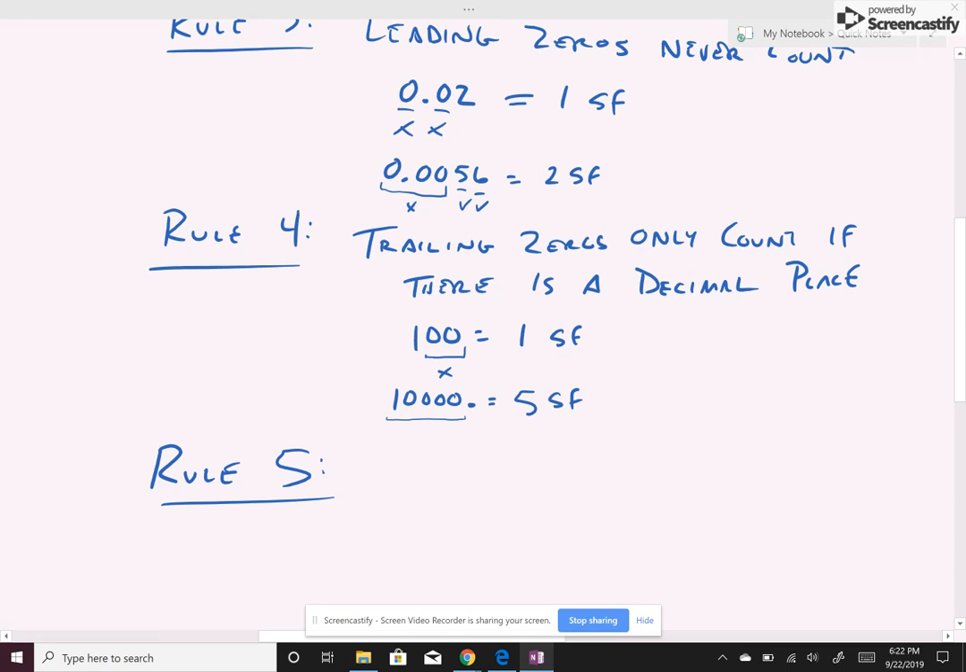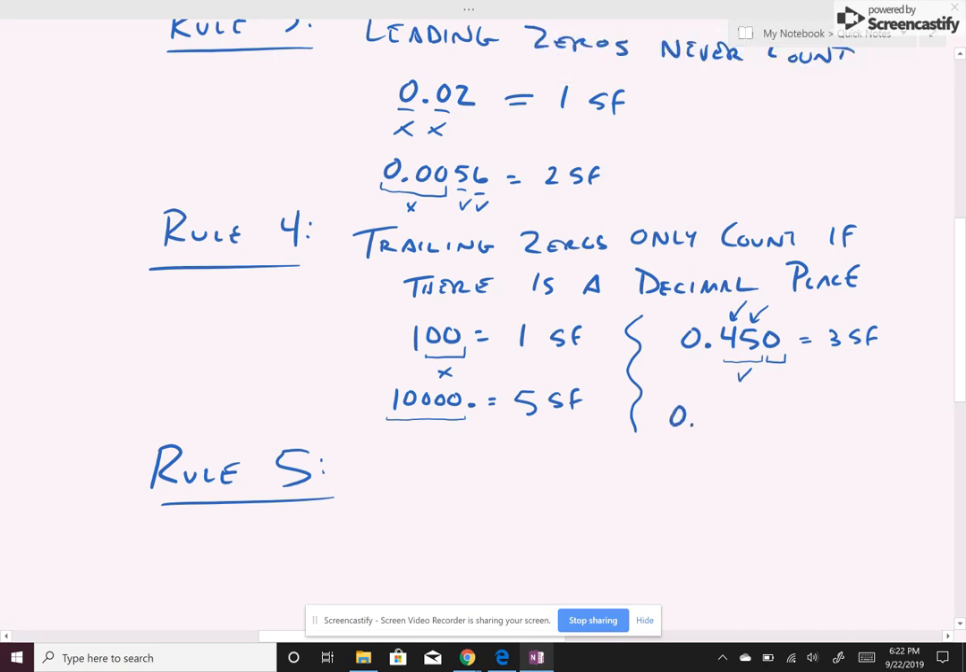Now, what makes rule number 4 so tricky is that this does include weird decimal numbers. So if we had something like 0.450, as soon as we added the decimal point, we know the 4 and the 5 are definitely significant. So those both count. Now zeros after a decimal point and after the non-zero digits, like the 4 and the 5, that means that this 0 also counts. So this means that there's 3 significant figures in this number.